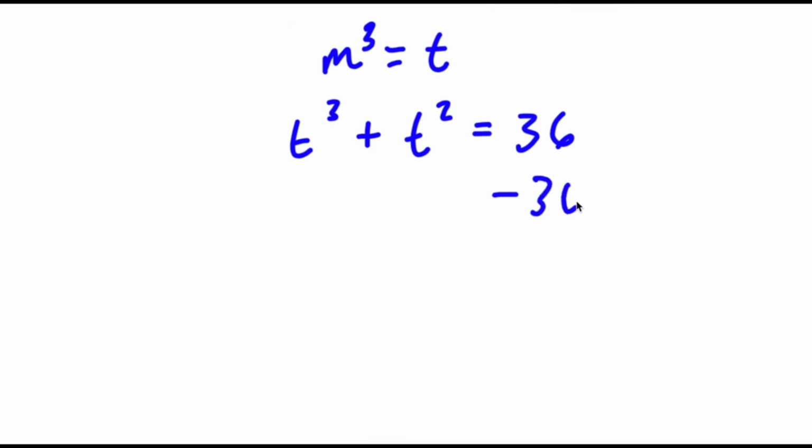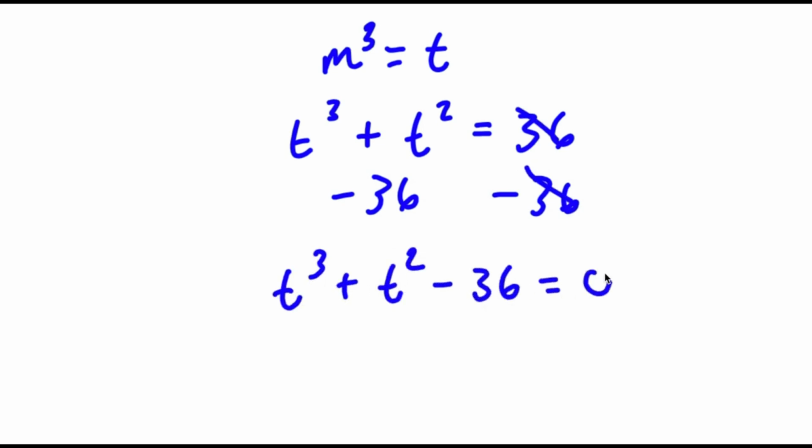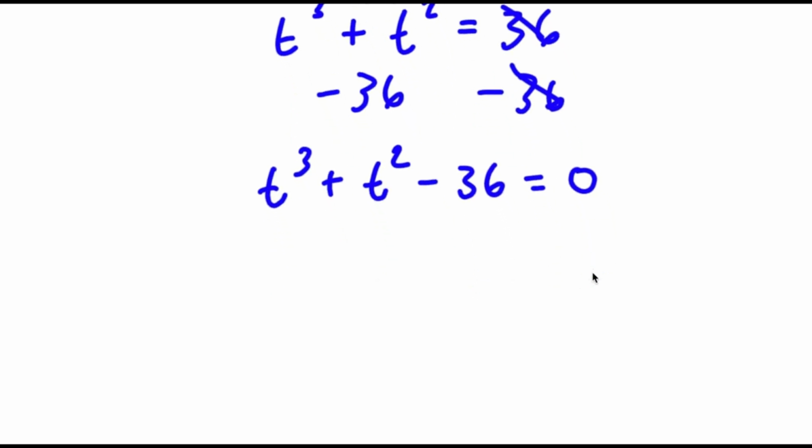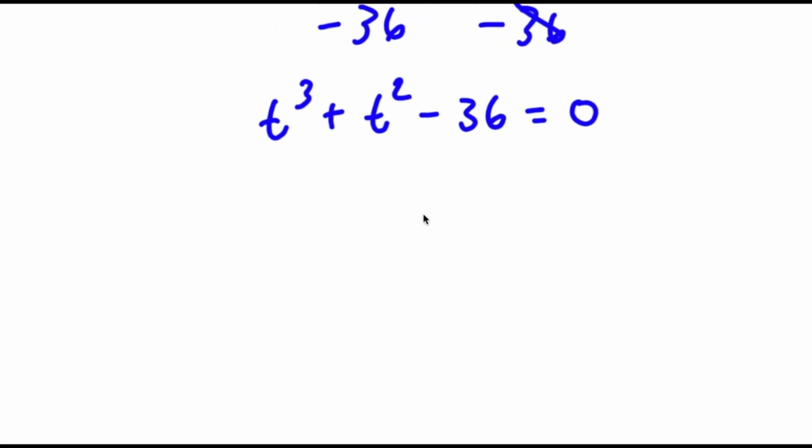Now if I subtract 36 on both sides, these two cancel out, and now I have t to the power of 3 plus t squared minus 36 is equal to 0. So now to solve this, I actually need to find one value of t to find the rest. So to do that, I'm just going to start plugging in values.